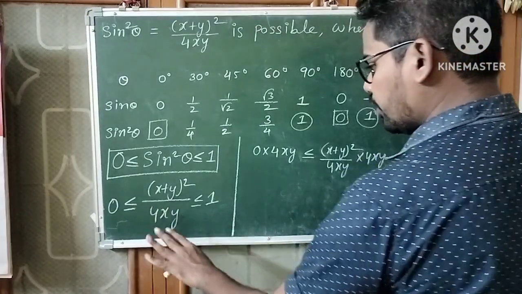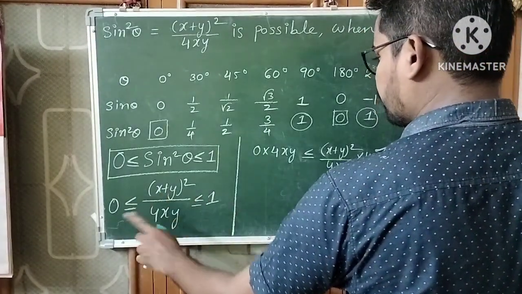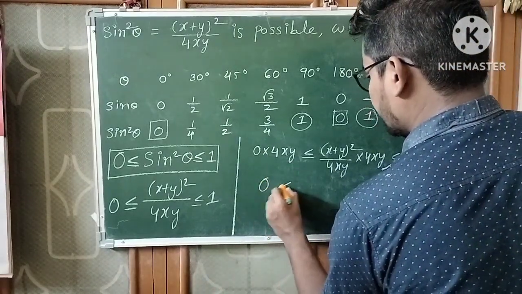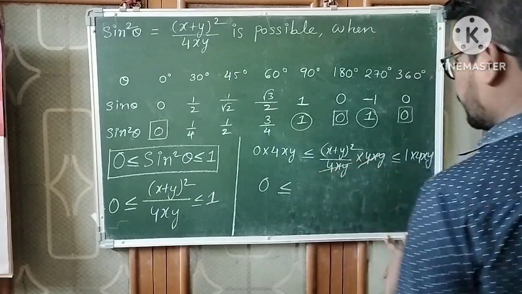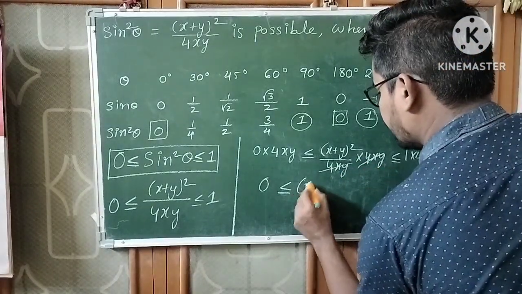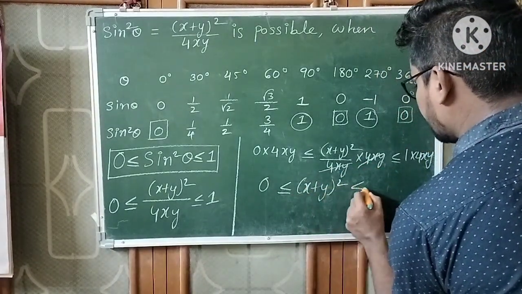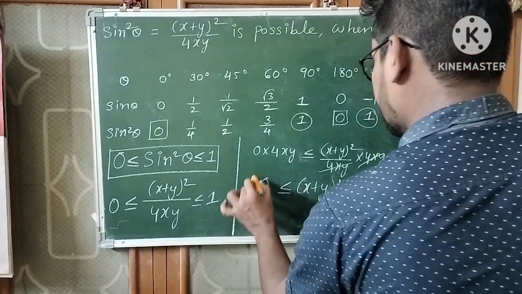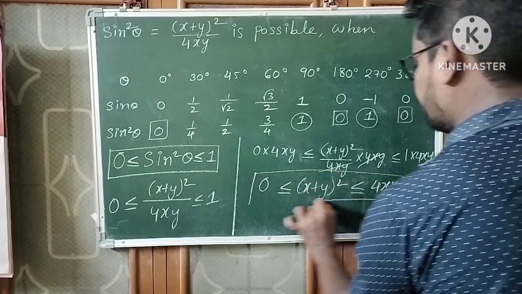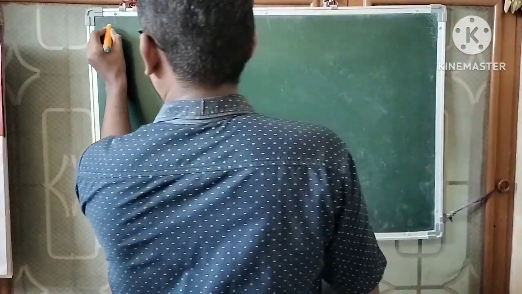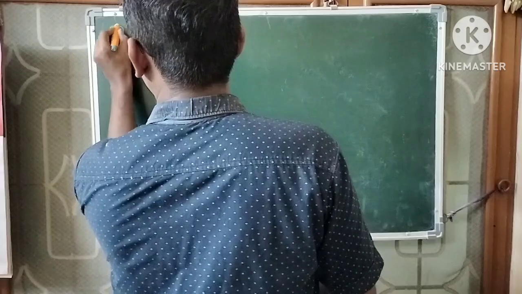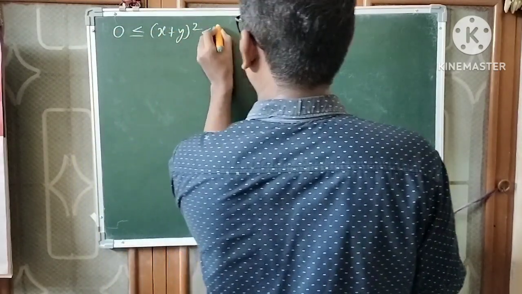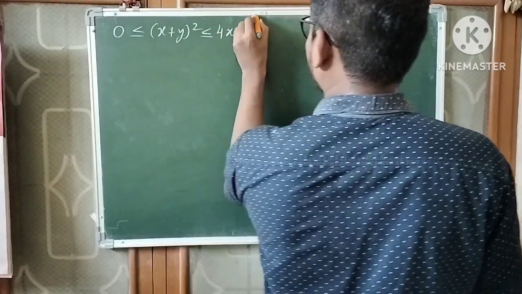So you want to eliminate the 4xy. So simply multiply this inequation by 4xy. Okay. Now 0 into 4xy is 0, less than or equal to... 4xy gets cancelled, numerator 4xy, denominator 4xy. We have (x plus y) whole square less than or equal to 4xy. Okay. So by solving this inequation, we will get the conditions. So we have got the inequation 0 less than or equal to (x plus y) whole square less than or equal to 4xy. Okay, now this is my last step.